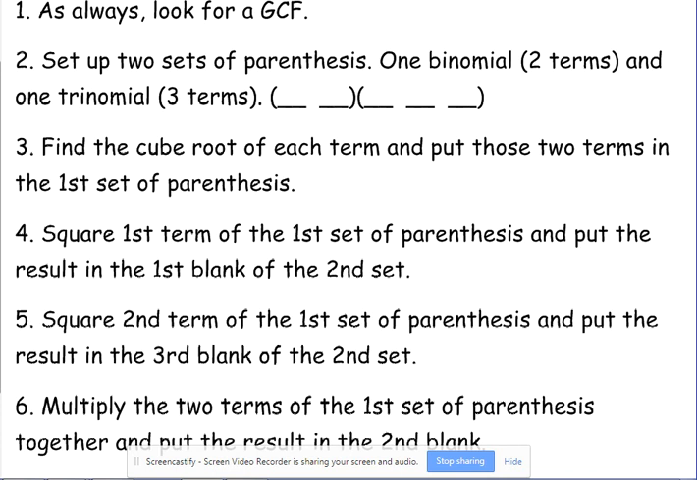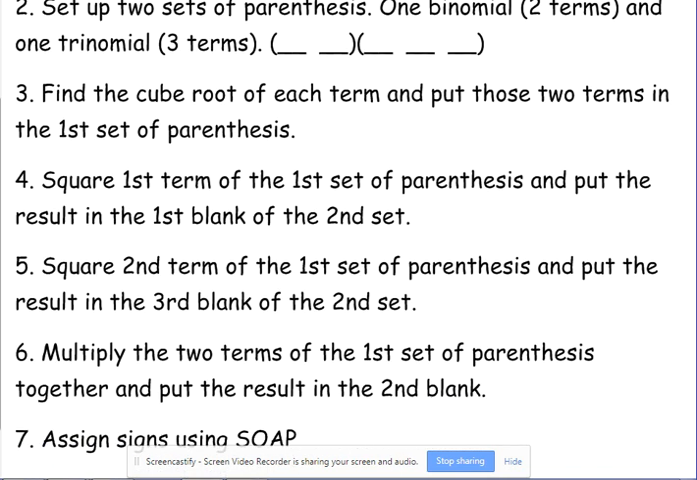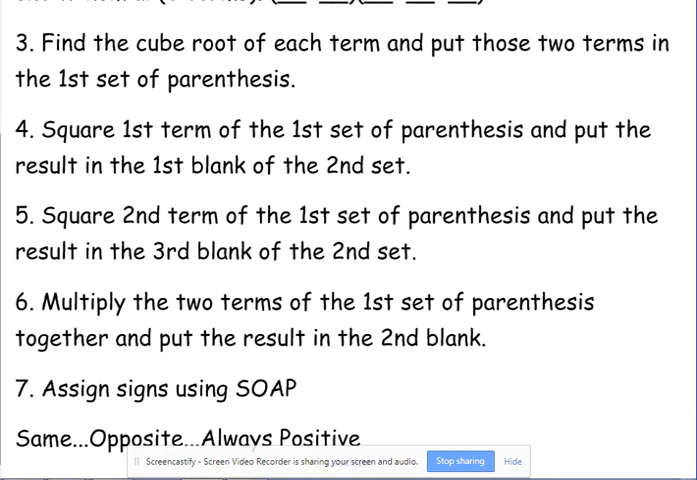Okay, sounds like a whole lot of stuff, but it's really not that bad once you get into the swing of doing it. And then I never put any signs, any pluses or minuses in there until the very end, and I assign those same, opposite, always positive. Okay, same, opposite, always positive. So I'll show you that here in just a second.